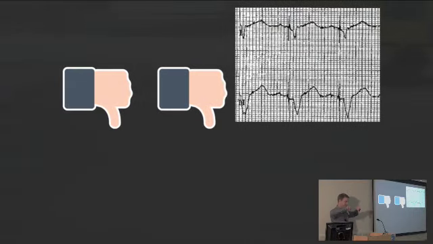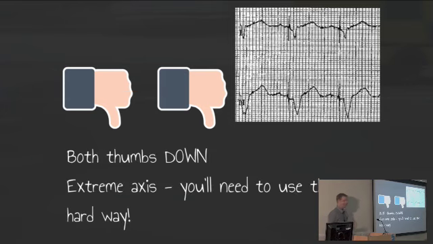If both thumbs are down, then it's a really bizarre axis. And you're going to have to use the hard way to work out exactly what's going on. Fortunately, those are pretty rare. And in this ECG, which I've got an example of here, there's a reason why that's such a bizarre axis. Can you see it?